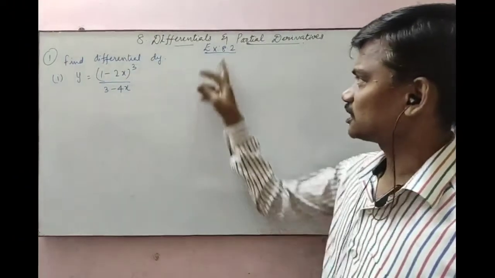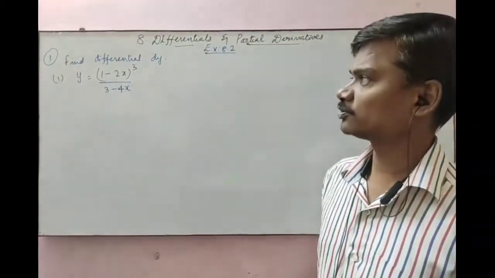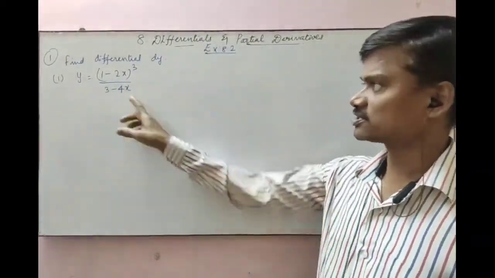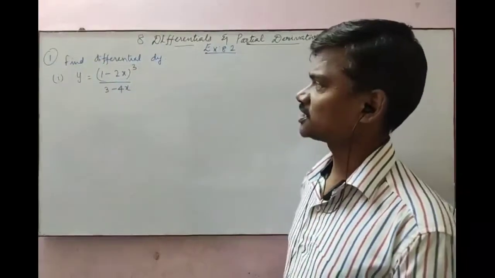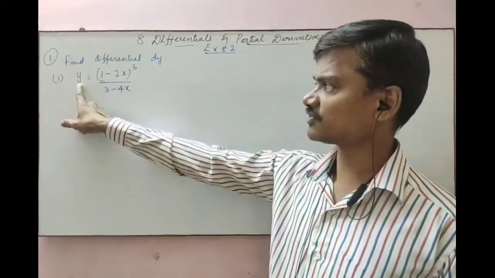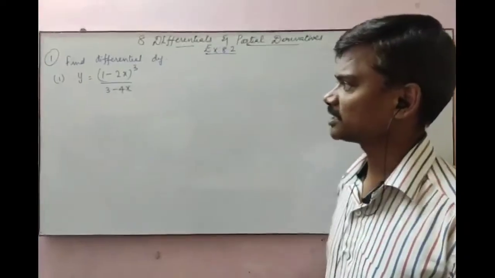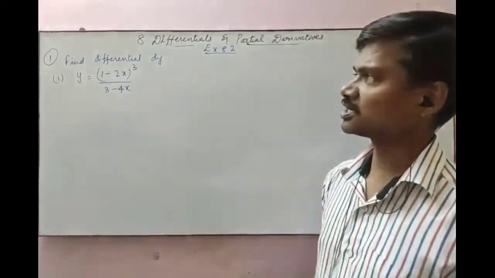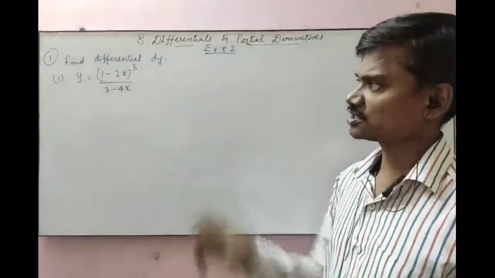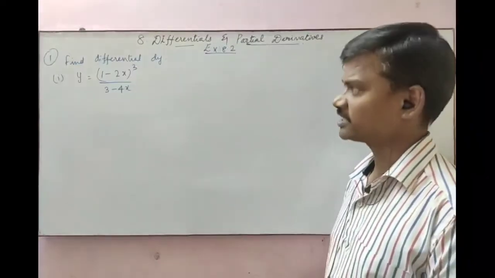Next, in the exercise 8.2, we are going to find the differential. In the first sum, we have to find the differential dy for the given function. The first subdivision is y equal to (1 minus 2x) whole cube by (3 minus 4x). So this is the ordinary differentiation only. You just differentiate this function and find the dy.